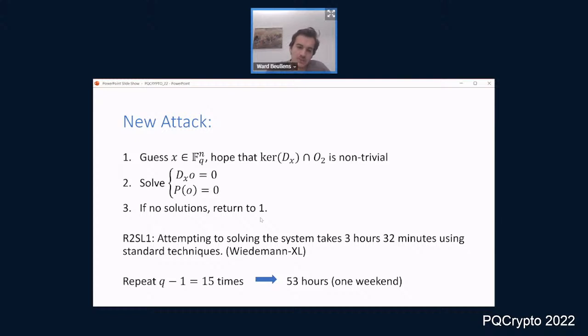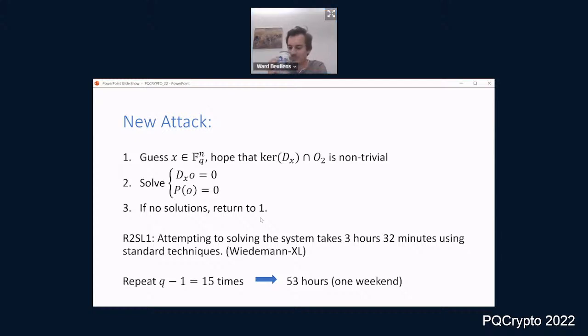I did this with a Wiedemann XL algorithm, for which there was an optimized implementation used by Ruben Niederhagen and his co-authors. I mentioned the probability that this vector exists is roughly 1 over q minus 1, and q minus 1 is equal to 15. So on average, we have to repeat the step 15 times, and each step takes about three and a half hours. So in expectation, the attack will take 53 hours, which is one weekend if you count the Friday evenings as part of your weekend.